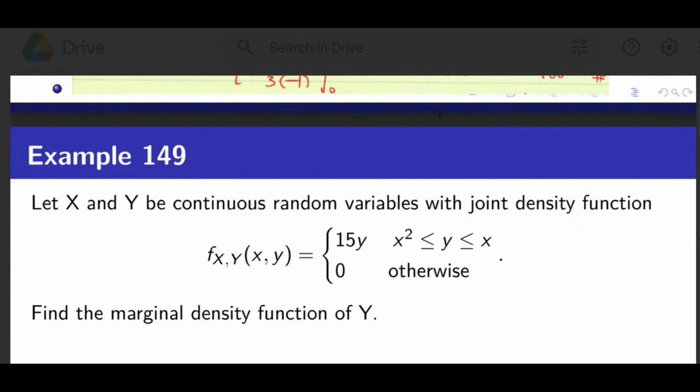Okay, anyone care to describe to me what you should be seeing for the region? The region is on the XY plane. Anyone care to describe what this looks like? A region that's defined by these rules. Y is less than x, but at the same time more than x squared.